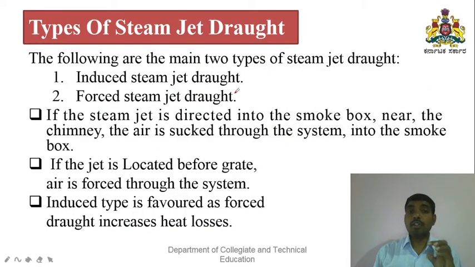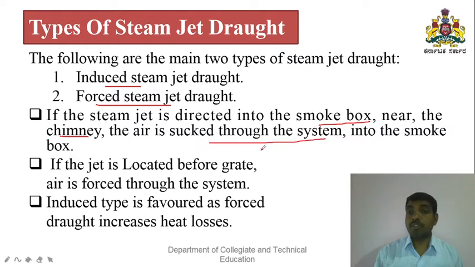The following are the two main types of steam jet draughts: induced steam jet draught and forced steam jet draught. If the steam jet is directed into the smoke box nearer the chimney, the air is sucked through the system into the smoke box.